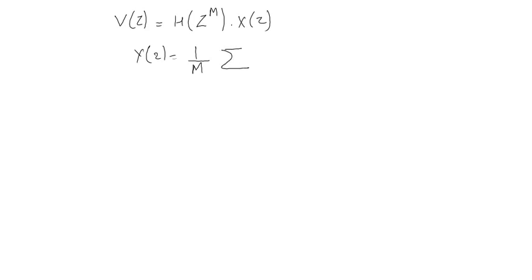So what will happen to the second identity? What was the name? The intermediate output was v of z. So that was simply h of z to the power m multiplied by x of z. And y of z was the decimated one, so decimation you are doing later. So this will be the summation I equals 0 to m minus 1 of v of z to the power 1 by m, W_m to the power minus I. Okay, just substitute the value of v of z.